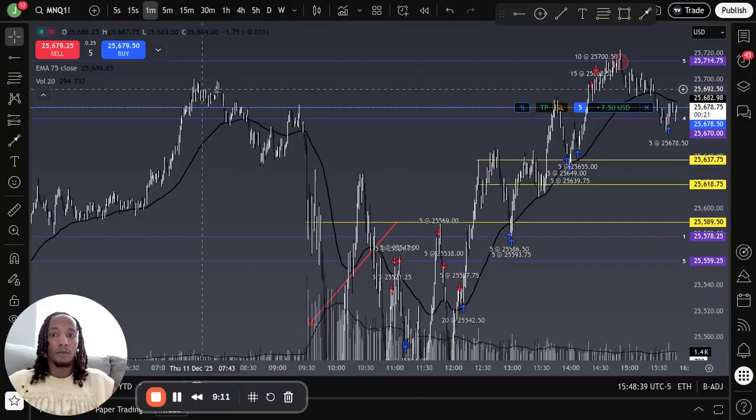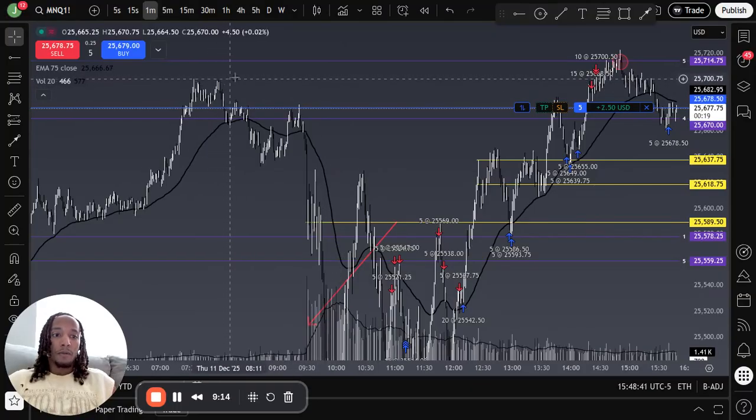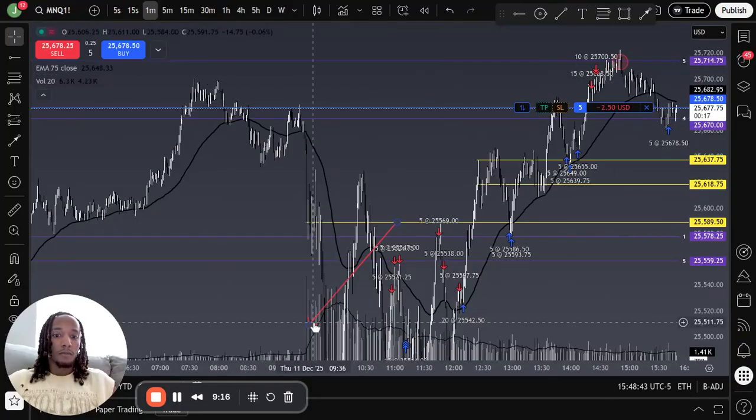This is a nice level of liquidity right here. And I pretty much got completely out of this position at this level right here.